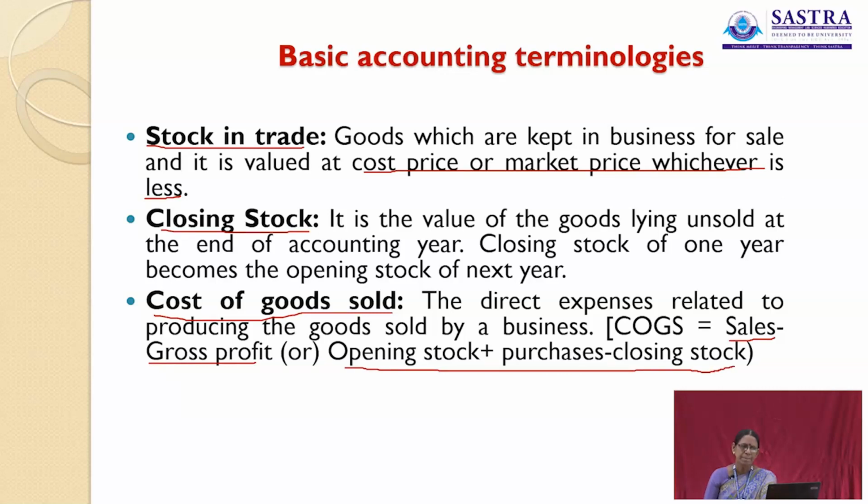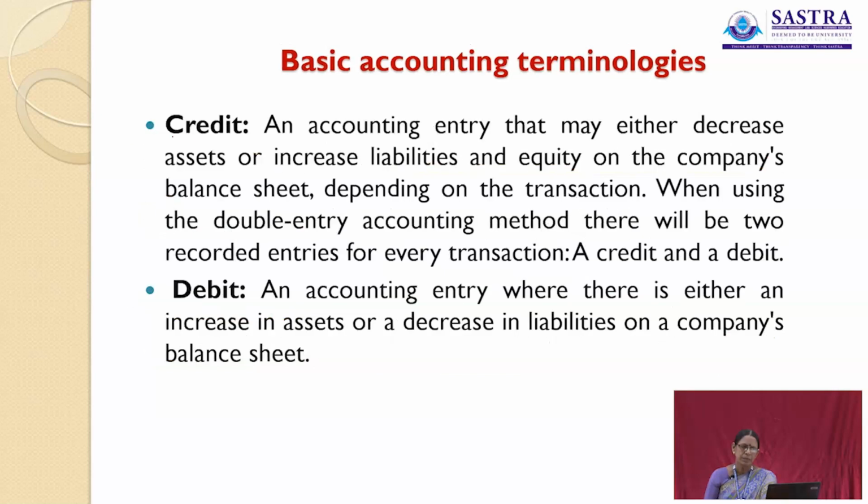Next is credit and debit. These are the two aspects of double entry bookkeeping. An accounting entry that may either decrease assets or increase liabilities and equity is called a credit, depending upon the transaction that is occurring. When using the double entry bookkeeping method, every transaction has two recorded entries, a credit and a debit. A debit increases the assets and decreases liabilities and capital.